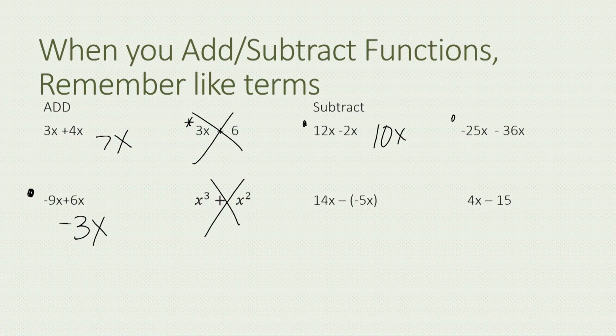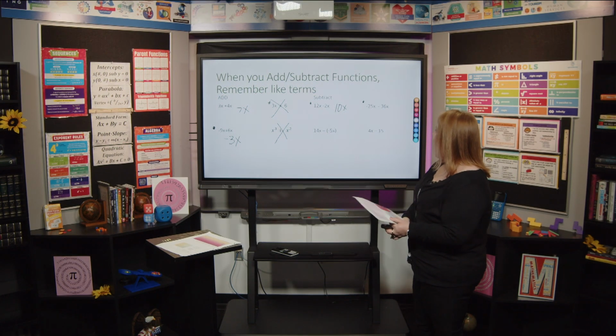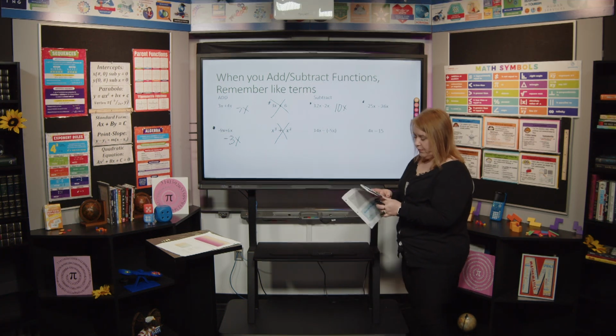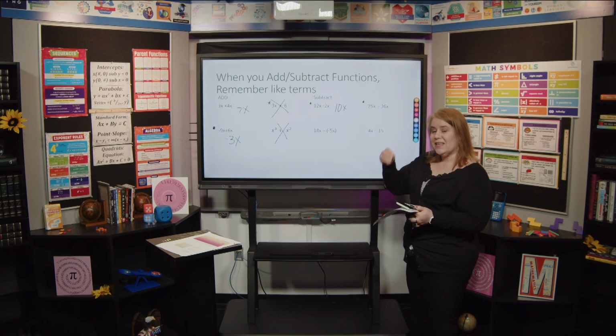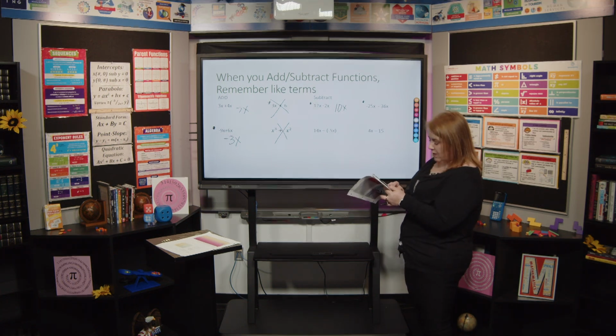Let's look at this one. Negative 25x minus 36x, coefficient and variable. Even though one of them is negative, I can still put that together. Now, Ms. Killen, I can't do that in my head. So we pull our calculator. Can't put the x in there, but I can put my coefficients. So I put a negative 25x.